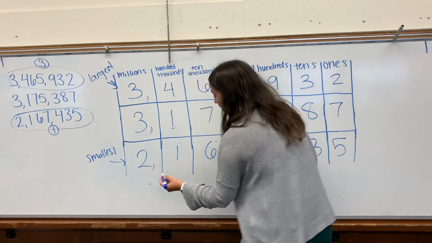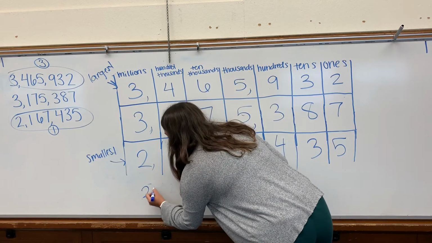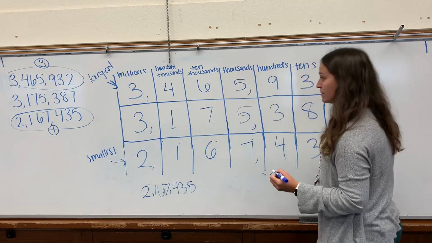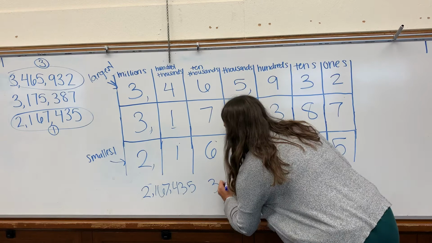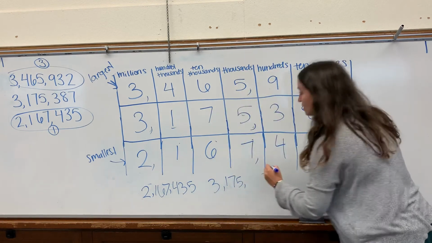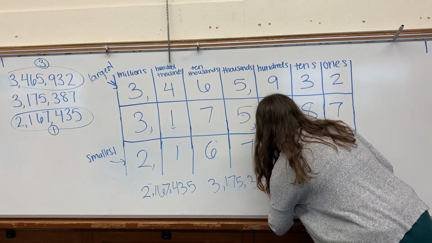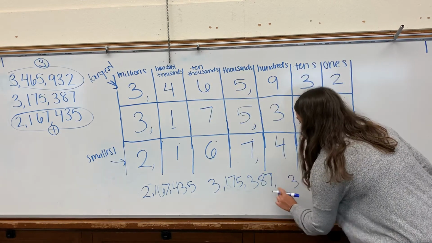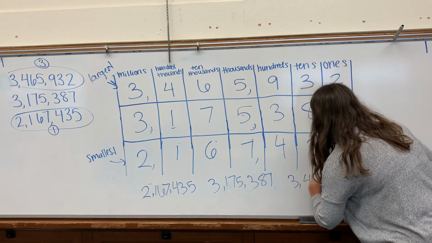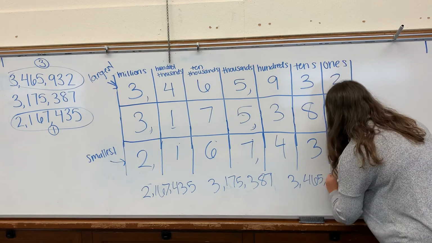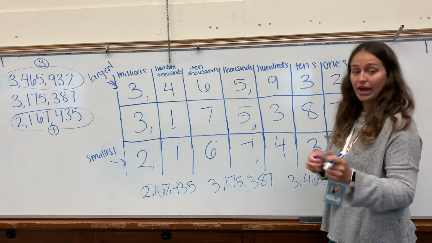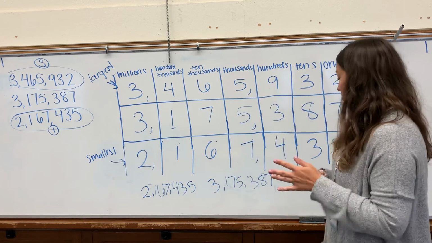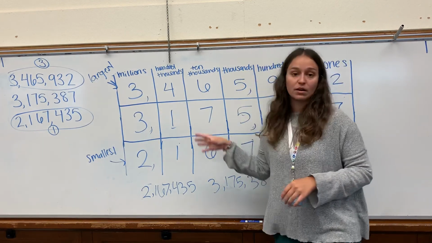So I'm going to write those out. 2,167,435 is the first one. 3,175,387 is the second largest number. And then our very largest is 3,465,932. Okay, so now that we know how to sort numbers from smallest to greatest, you are going to do an assignment on sorting on Google Classroom.